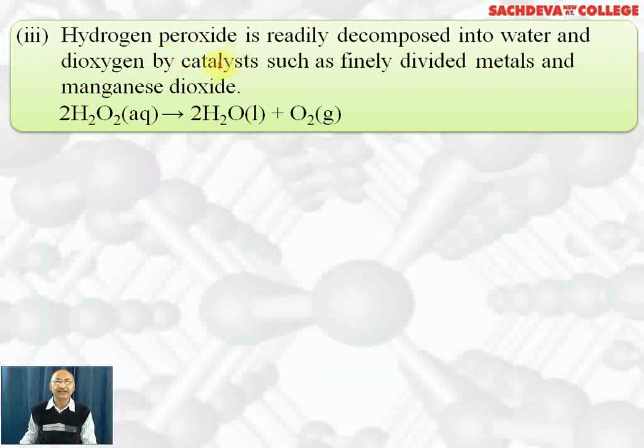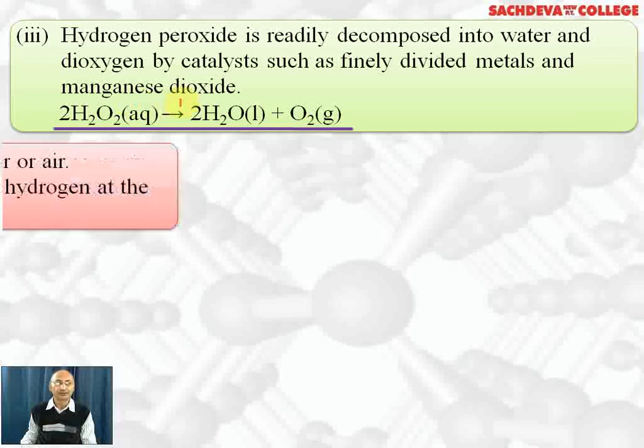Hydrogen peroxide is readily decomposed into water and oxygen by catalysts such as finely divided metals or manganese dioxide. In this case, heating will not be required. Hydrogen peroxide decomposes to water and oxygen slowly. But if we add catalysts like manganese dioxide, it will decompose faster without heating. So if you want to prepare oxygen gas without heating, this reaction using the catalyst MnO2 can be used.